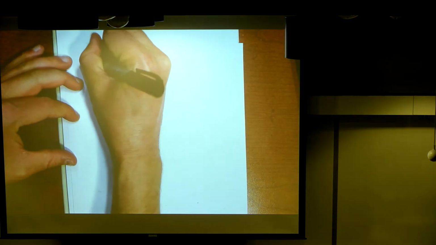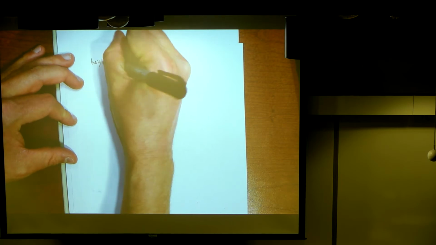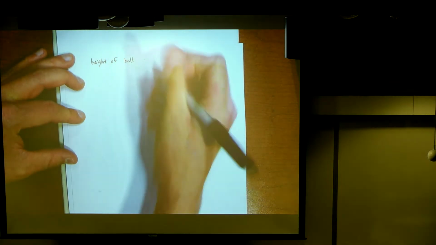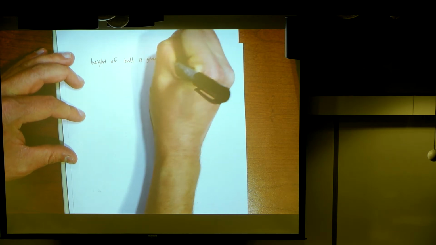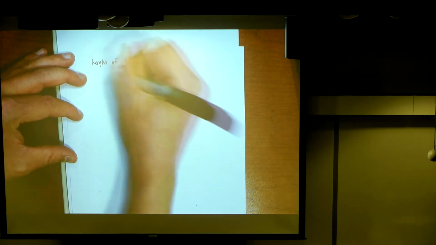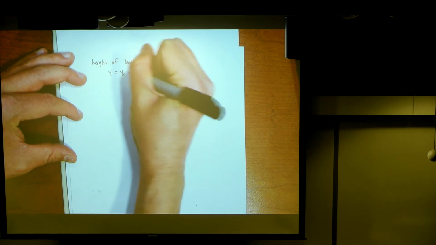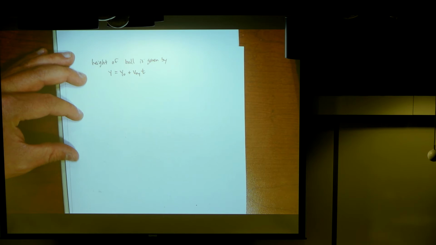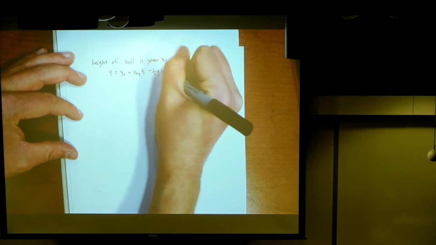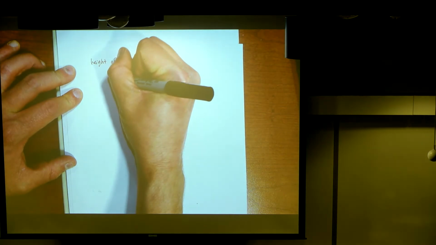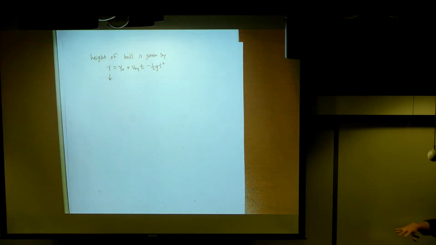So the height of the ball above the ground is given by this kinematic equation, which is y equals y naught plus v naught y times t, and then minus a half g t squared. So all we're going to do is plug in what we know into this formula. So y, that represents our final position, or in other words, our final height above the ground. What was that again? It's 5 meters.